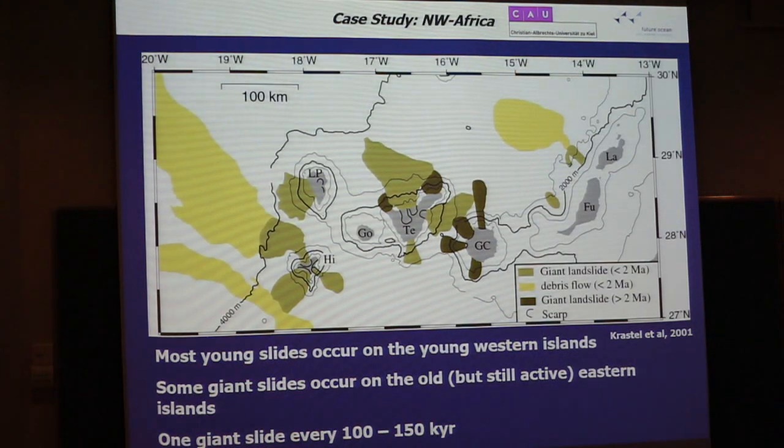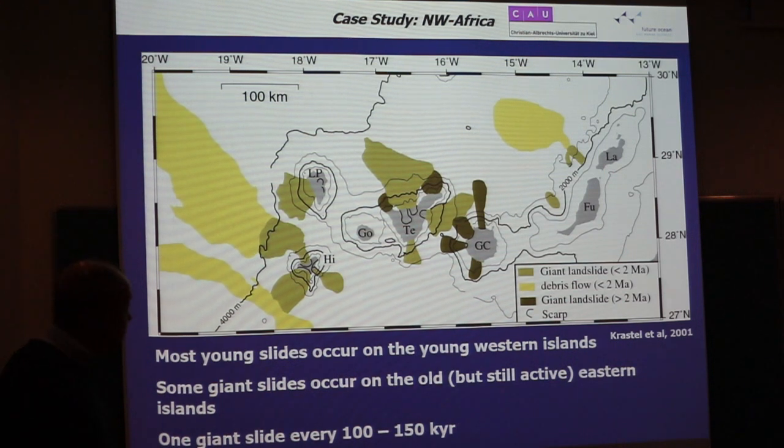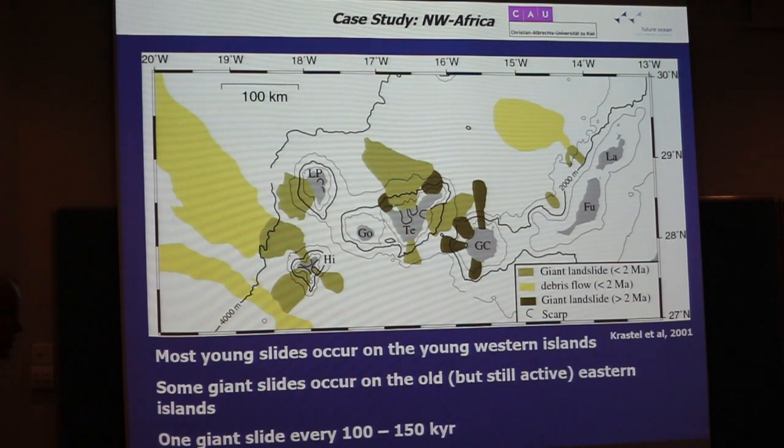We did similar things for the entire Canary Islands. We used the distribution of major landslides for the Canary Islands. We have major debris avalanches on all flanks of the Canary Islands. In the western part, we have the younger islands, known as the hotspot trace, and most younger slides occur on the western islands, because there we have the main magmatic activity, and this magmatic activity seems to be balanced by destruction in the form of landslides. We also have some giant landslides on the old but still active eastern islands, and the long history of volcanic activity seems to be balanced by landslide activity.